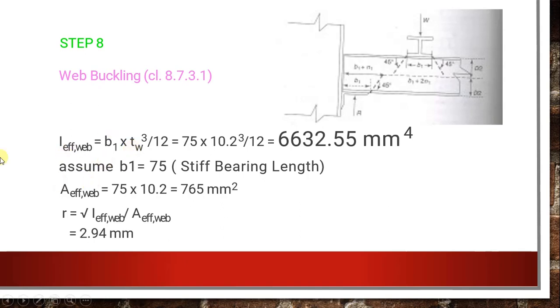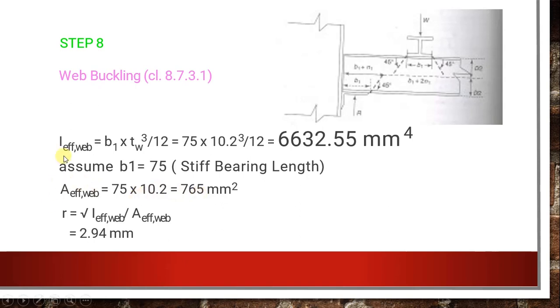I assume the B1 value as 75. So 75 into 10.2 raised to the power 3 divided by 12. Tw is the thickness of the web and B1 is the bearing length, which I assume as 75 mm. The result obtained is 6632.55 mm to the power 4. This is the moment of inertia. Now you have to calculate the area of the effective web. Again B into T, where B is 75 and T is 10.2, and you will get the area of the effective web as 765 mm square.